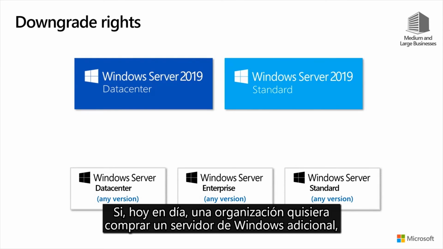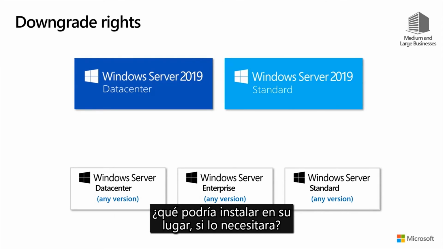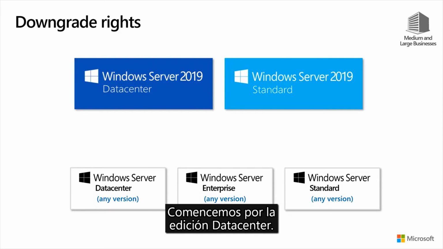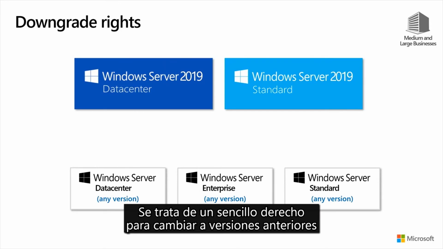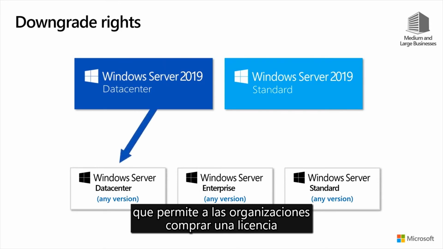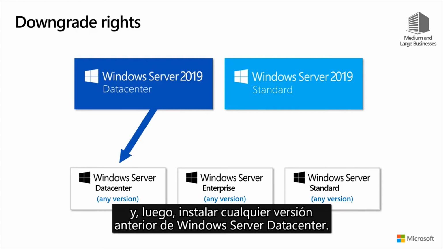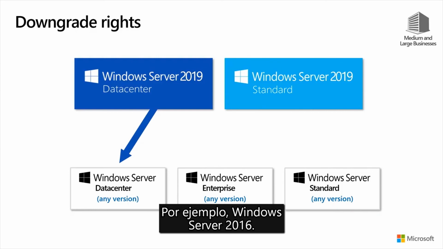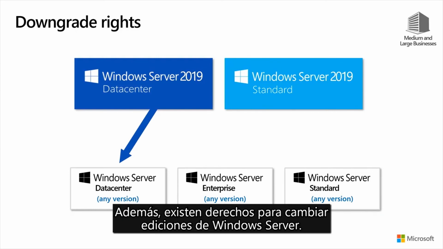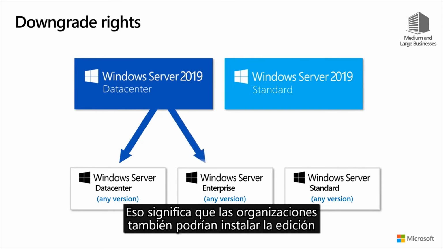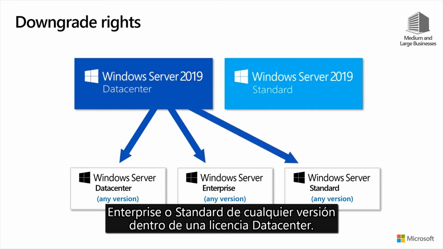If an organization were to purchase an edition of Windows Server today, what could they install in its place if they needed to? Well, let's start with the Data Center Edition. There's a straightforward downgrade right that allows organizations to purchase a Windows Server 2019 Data Center Edition license today, and then to install any previous version of Windows Server Data Center. So that could be Windows Server 2016, for example. In addition, though, there are down edition rights for Windows Server, and that means that organizations could also install the Enterprise or Standard editions of any version under a data center license.